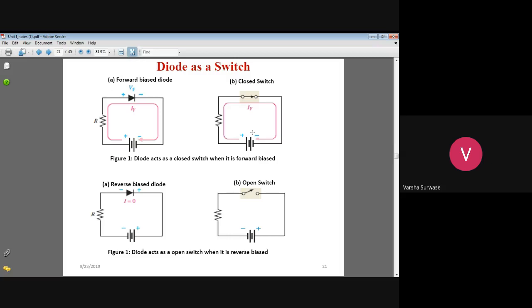When we are applying a reverse bias voltage to the diode, it means the positive terminal of the diode is connected to the negative of the battery and the negative terminal is connected to the positive. So in the reverse bias mode, the diode acts as an open switch, so current will not be flowing through the device. So we can use this diode as a switch simply by connecting the power supply in forward bias mode or in the reverse bias mode.